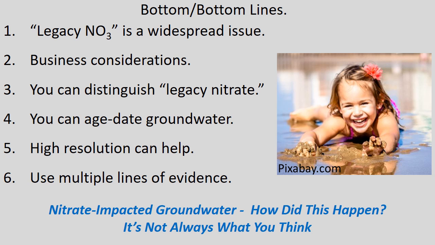So the bottom line for all these case studies is legacy nitrate is a widespread issue. It may be a permit issue. It may be a fine issue. It may be a litigation issue. But you should know that you can distinguish legacy nitrate using nitrate isotopes. You can age date the groundwater with tritium or other methods. You can get an idea of where the water is moving with oxygen and hydrogen isotopes in the water. High resolution monitoring helps, and multiple lines of evidence help.